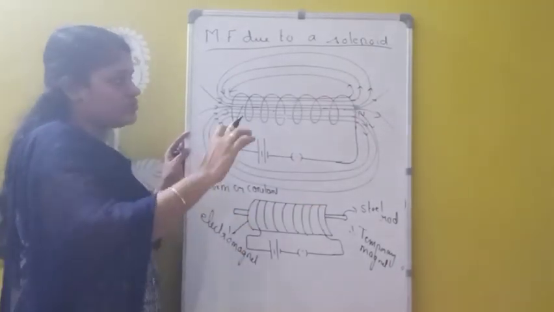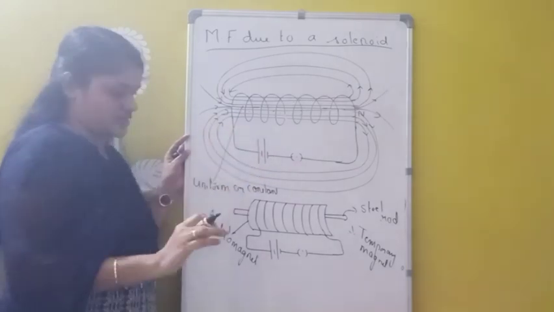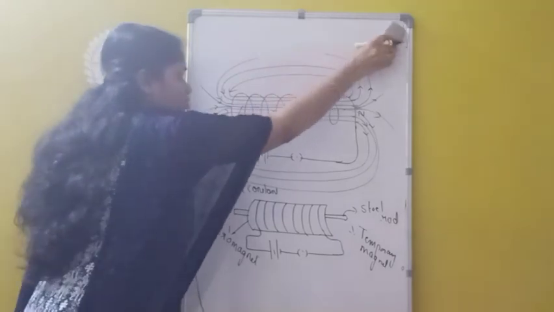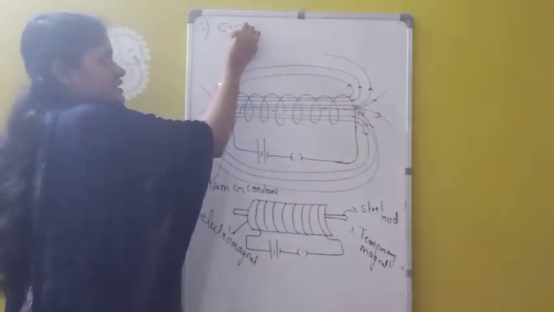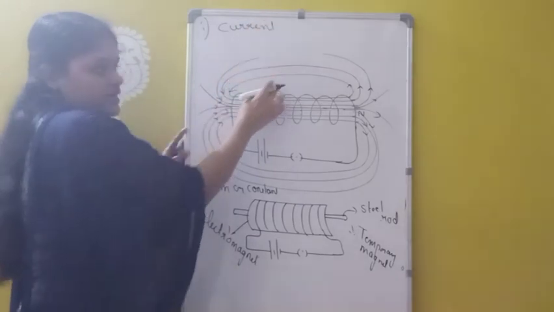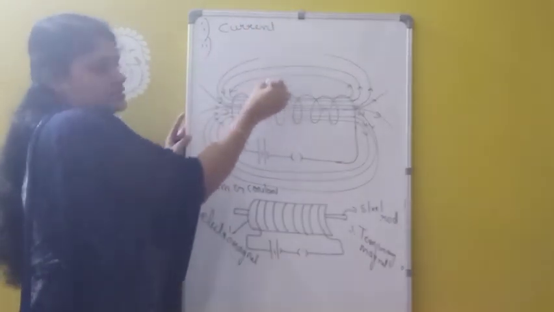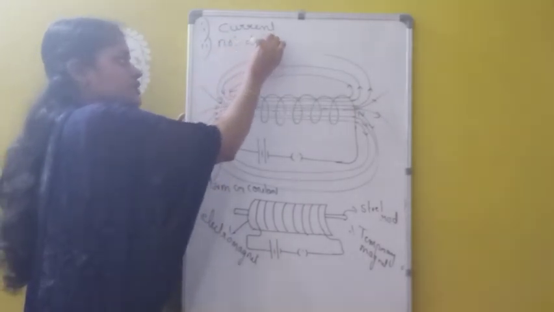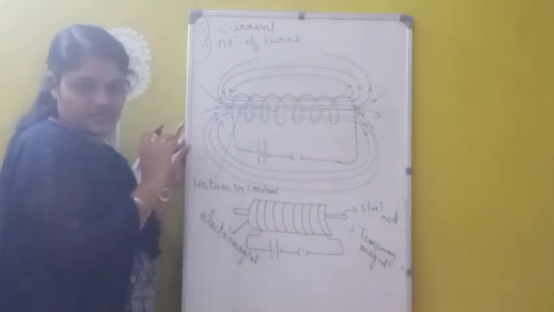That will be acting as an electromagnet. Now what are the different ways to increase the strength of the magnetic field in the case of a solenoid? The first one is by increasing the current. By increasing the current we can increase the strength of the magnetic field. Then the second one, by increasing the number of turns of this coil, we can increase the strength of the magnetic field.